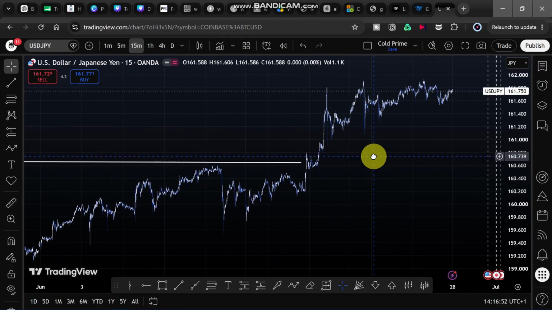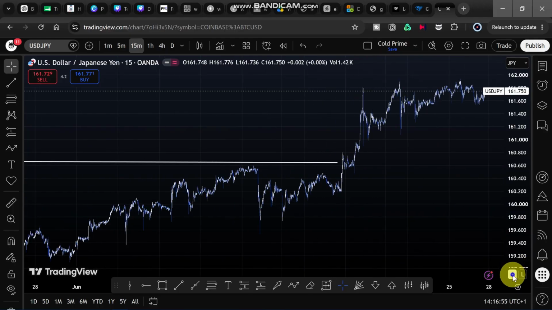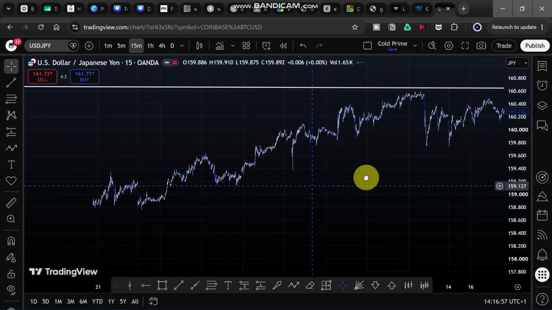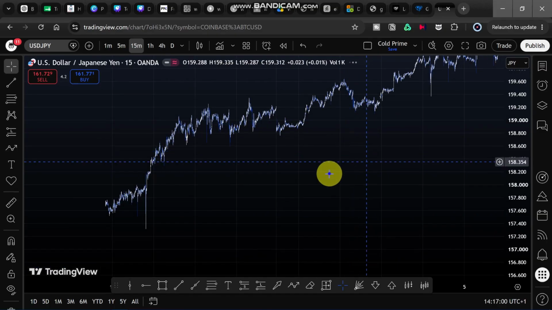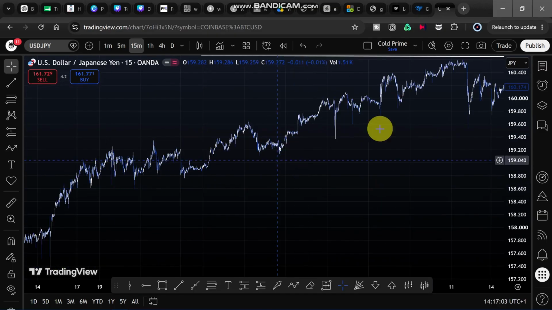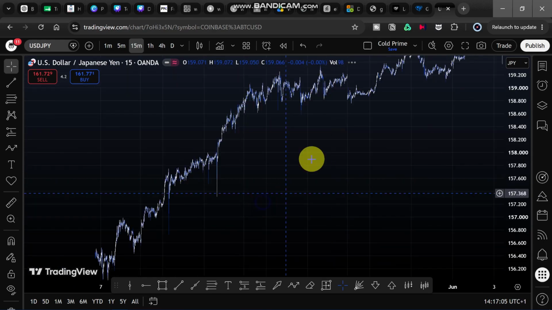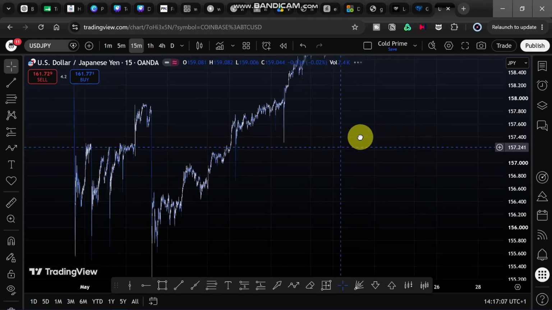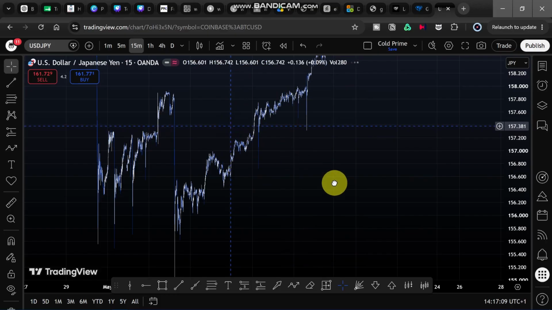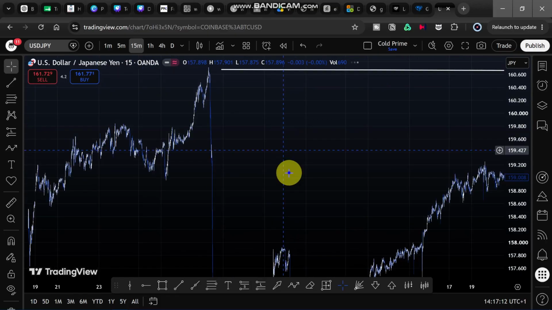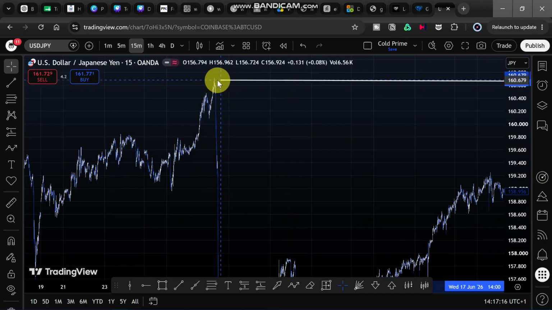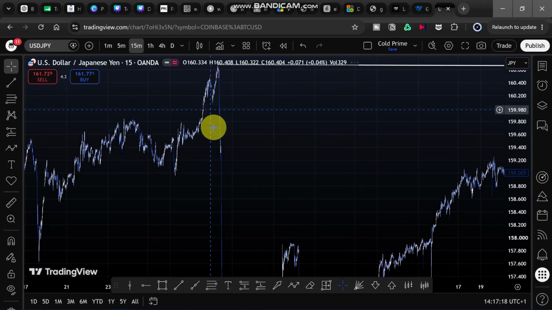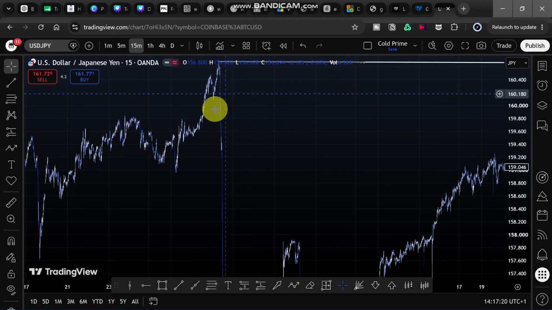Okay, so on the 15 minutes time frame, what are we seeing here? You can see this market has been going up, just going up, on the 15 minutes time frame. Okay, so where there was a pullback, right? You can see this pullback starting from here. Where there was this pullback, you can see the market was trending down here.